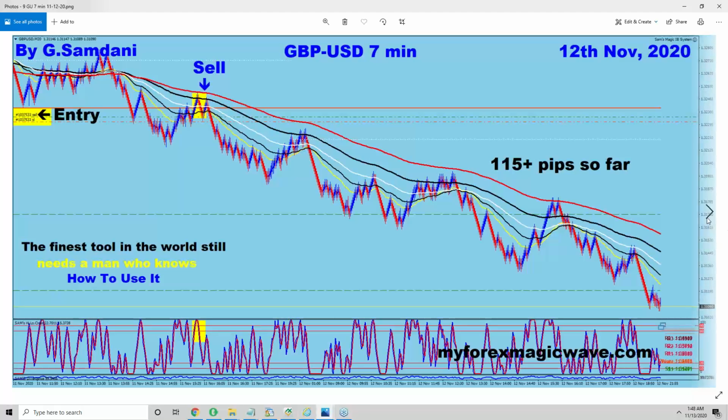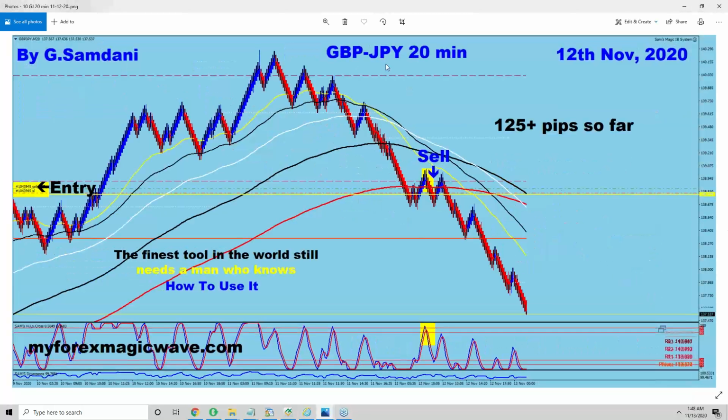This is the one, the pound USD that I just showed you. Pound yen here, yellow below the black. This indicator all the way up, going down, blue candle turning red, and I open the trade here, sell order right there, and this is 125.